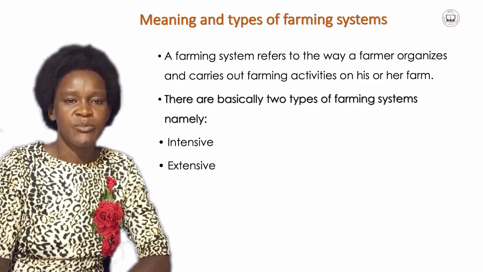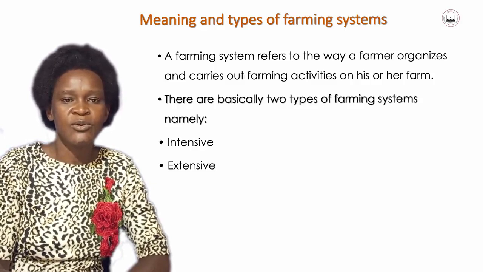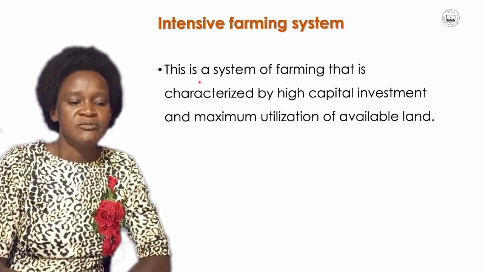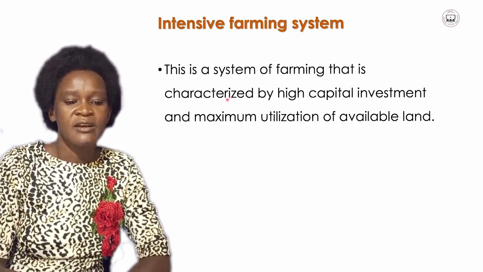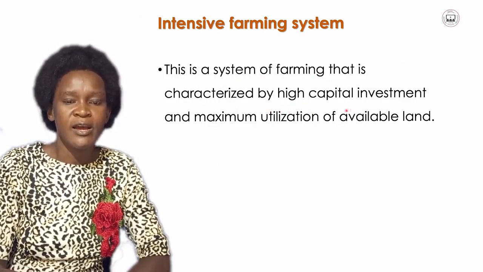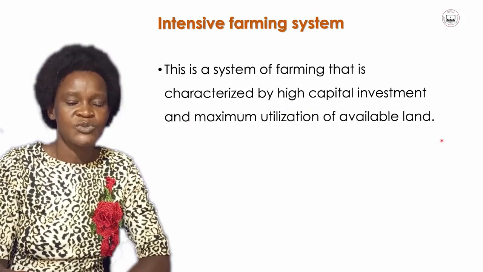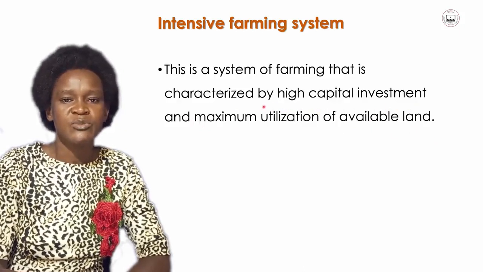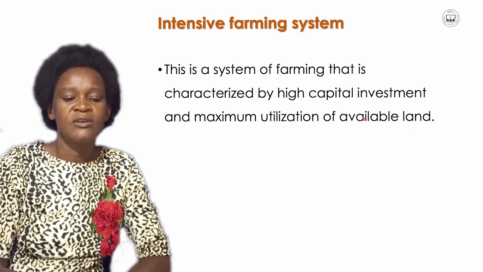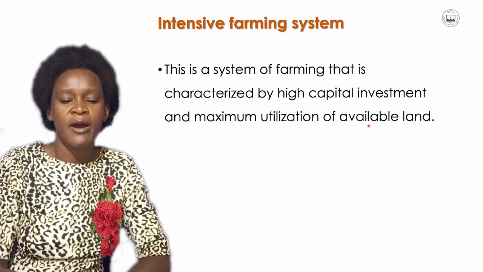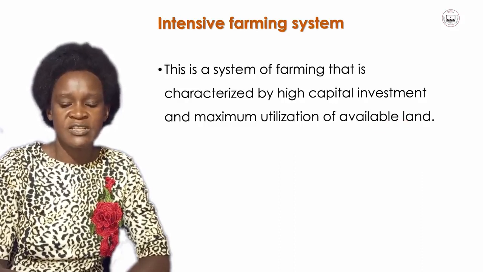So we're going to describe the intensive farming system, then later on we'll describe the extensive farming system. Intensive farming system, this is a system of farming that is characterized by high capital investment and maximum utilization of available land. So this kind of farming system most of the time uses high capital, and there is maximum utilization of available land. Even if the land is small, there is utilization of that available land to the extent that you can have high production from that farm if you use intensive farming system.